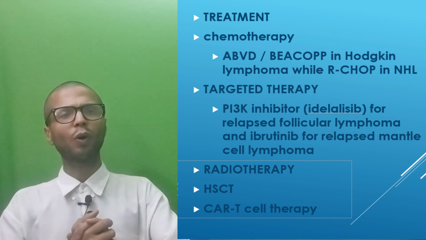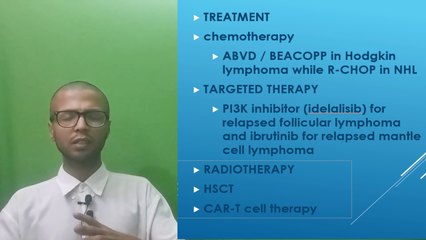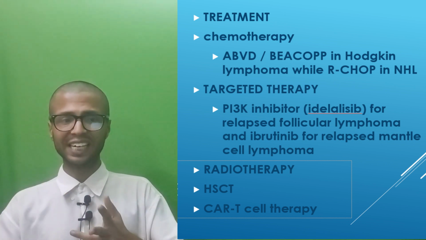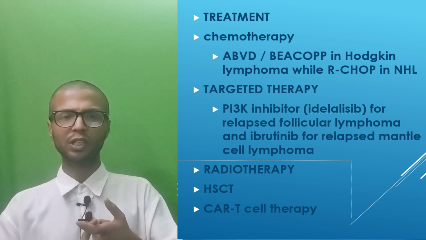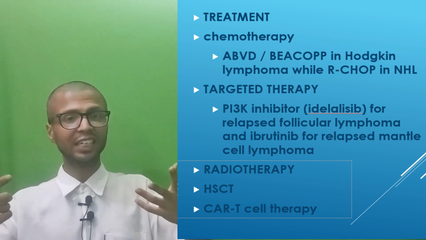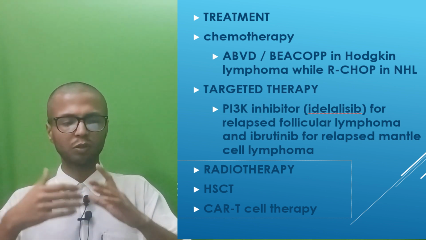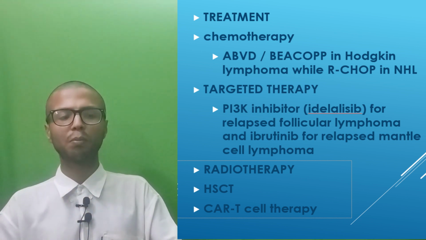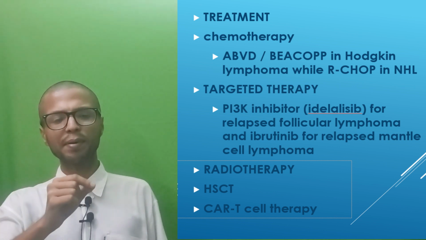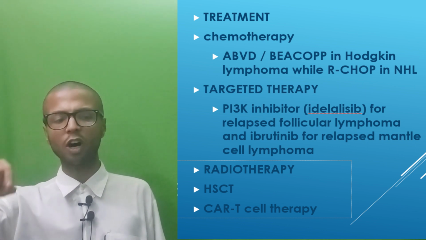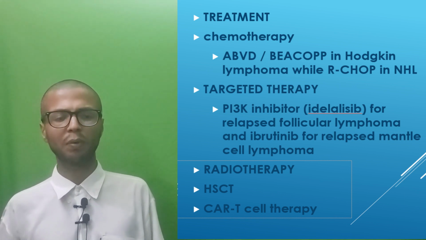So basically, what do you remember? What are the treatment modalities? One is cytotoxic chemotherapy, another is targeted therapy, another is radiotherapy, and another is hematopoietic stem cell transplant. And in refractory and relapse cases, we do transplant and CAR T cell therapy. These are last options, but basically you have to remember chemotherapy, targeted therapy and radiotherapy. And the ABVD and BEACOPP regimens in Hodgkin lymphoma, while the CHOP and R-CHOP regimens in non-Hodgkin lymphoma.